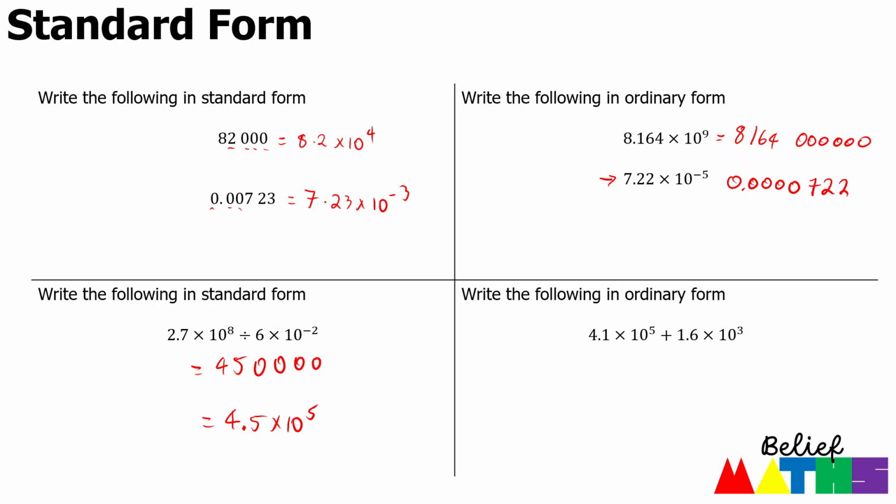This last one, again, put it into your calculator. And again, make sure we're reading that question carefully, because this says give your answer in ordinary form, not in standard form. So this just tells us our answer is 411,600. And then you can just leave your answer like that. It doesn't ask for standard form, so leave it as ordinary form.